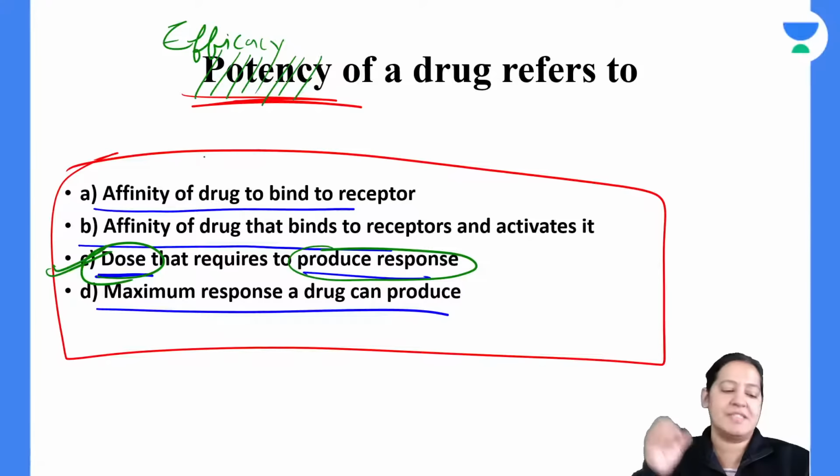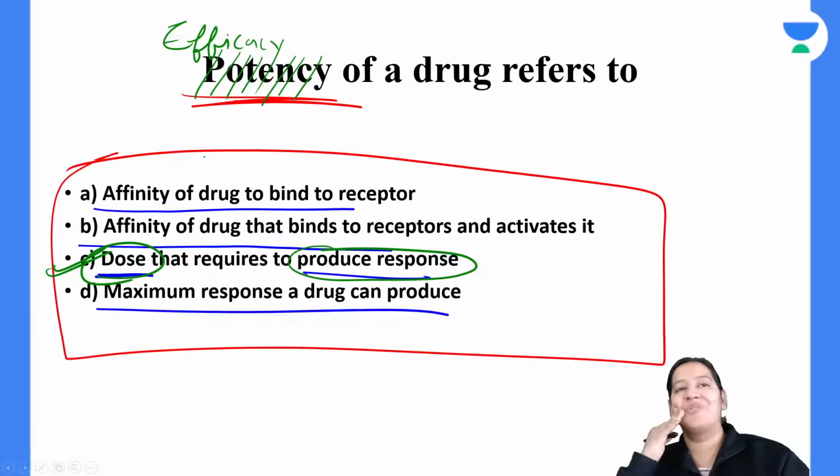Efficacy. From A, B, C, D, the same options. What is your answer now? I have changed the question. Efficacy of a drug refers to... What is your answer now from A, B, C, D? Who will tell me? Yes, yes. So Rishinika, Kuldeep, yes, you all are right. Bablu, very good, very good.